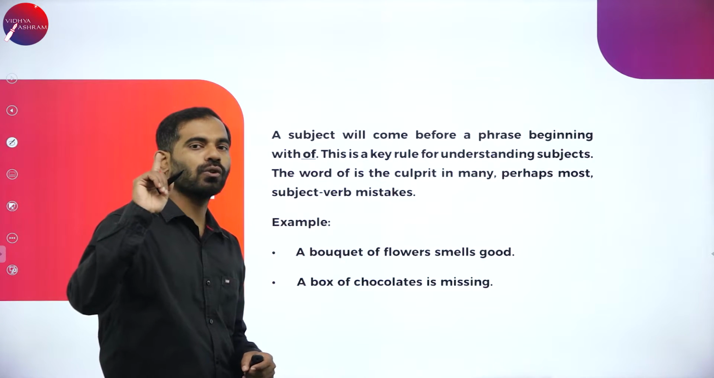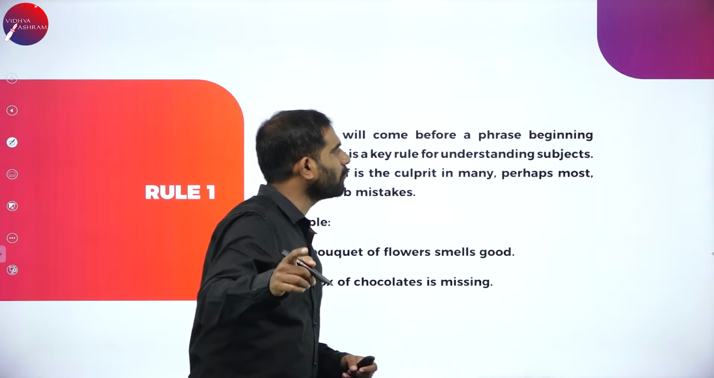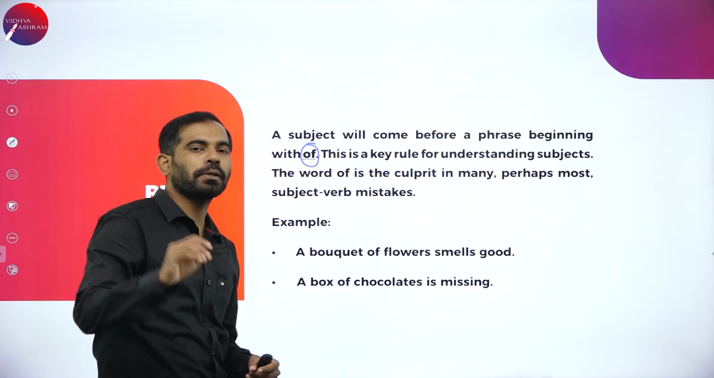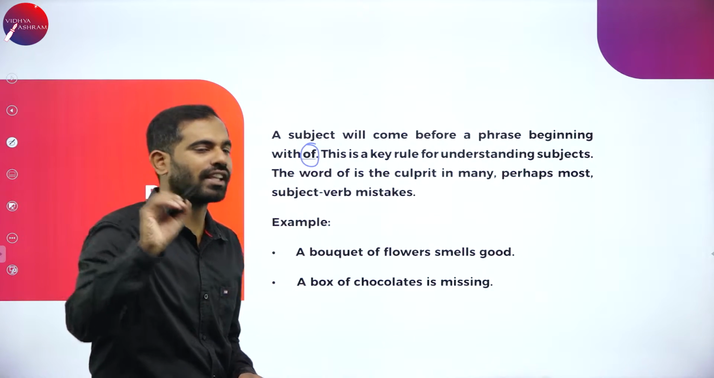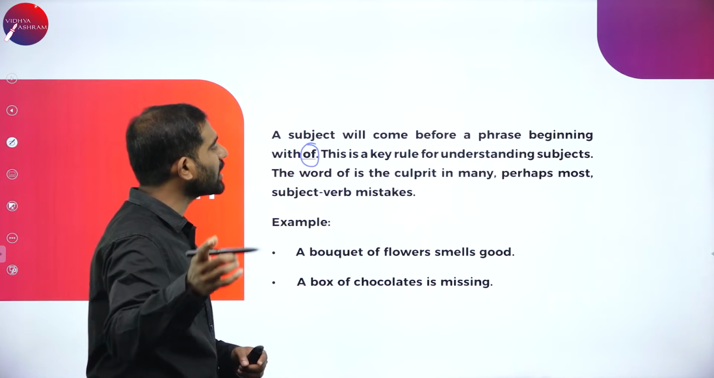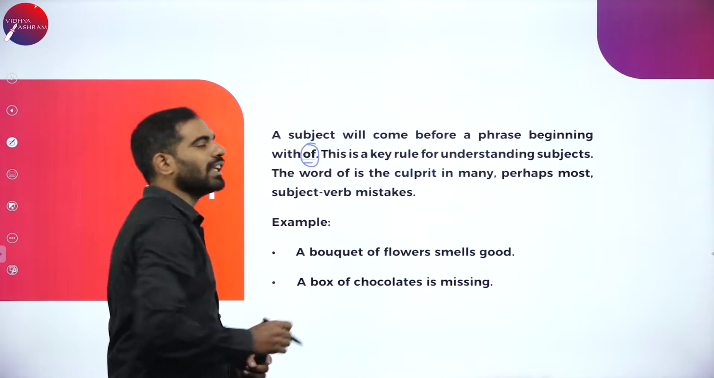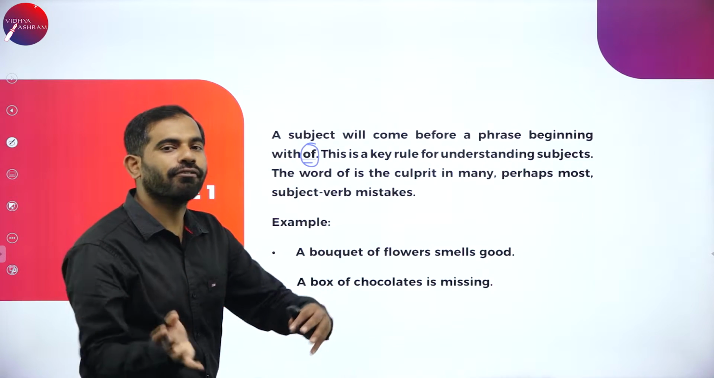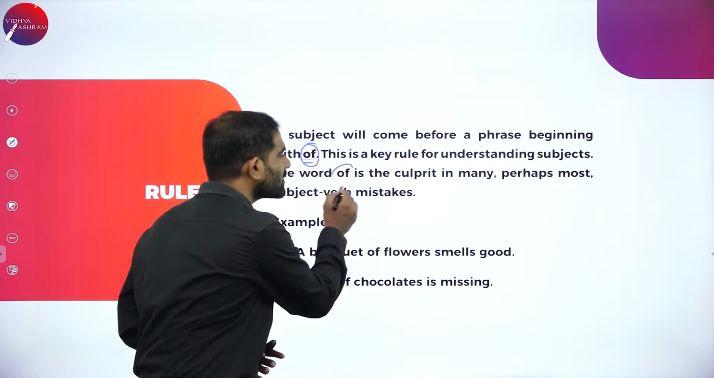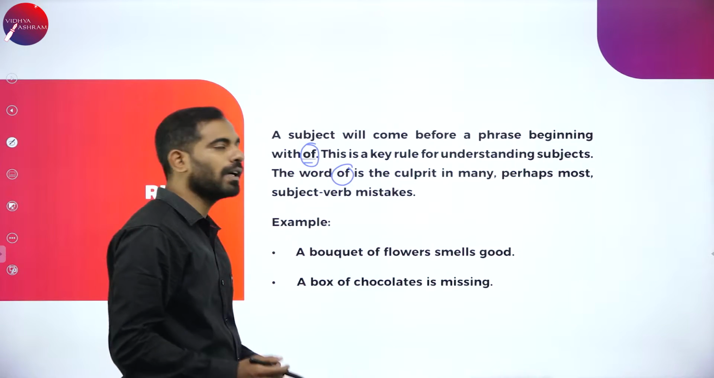Let's start with rule number 1. Rule number 1: a subject will come before a phrase beginning with of. So this is a simple trick. You need to remember all these tricks and formulas and ideas. This is a key rule for understanding subjects. The very first rule: usually the subject comes before the word of. The word of is the culprit in many, perhaps most, subject-verb mistakes.